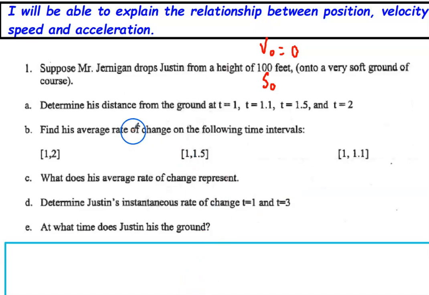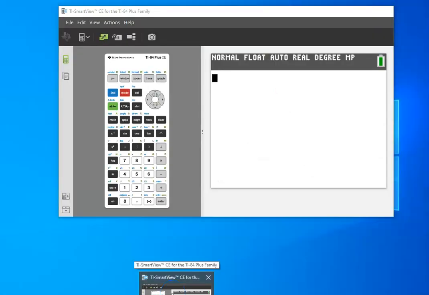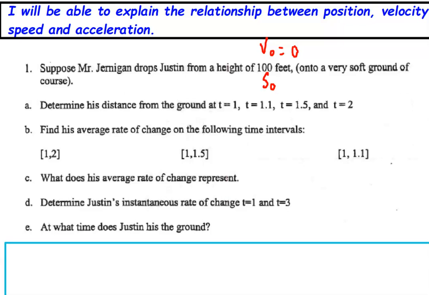Letter A, determine his distance from the ground at t equal to 1, t equal to 1.1, t equal to 1.5, and t equal to 2. So bring out your graphing calculator and let's create, first of all, let me write my function. So our position function would be negative 16t squared. We have no initial velocity, and we have an initial height of 100 feet. That is my position function.